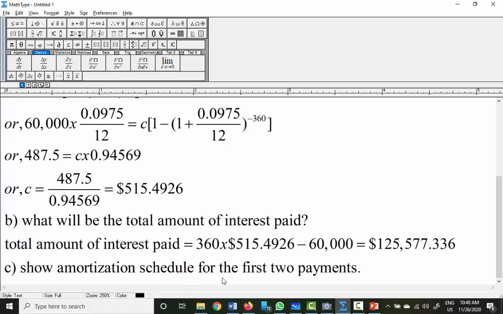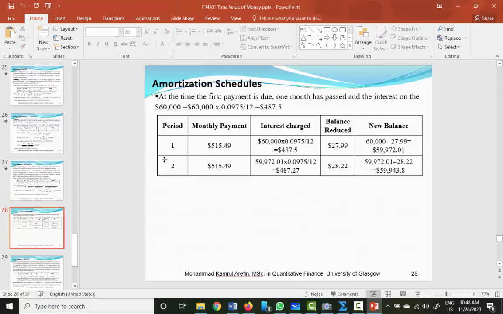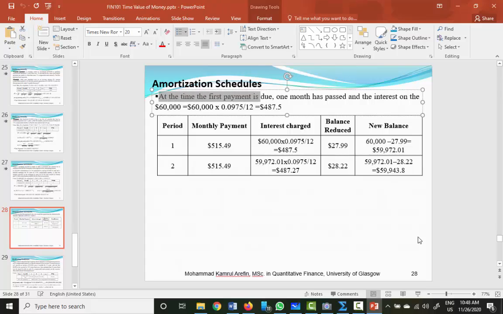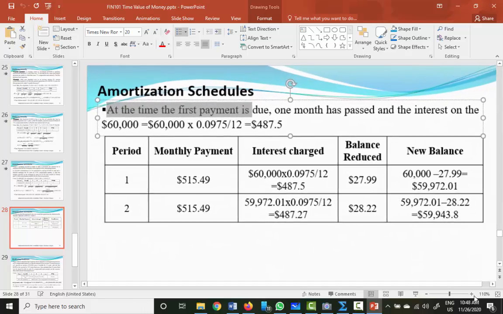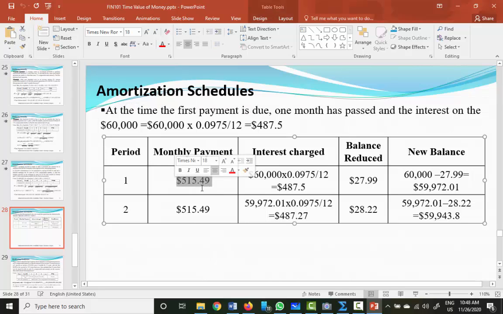Show amortization schedule for the first two payments. Remember, when you make your first payment, the bank will, let me show you the amortization schedule. This is the amortization schedule. So at the time the first payment is due, that means after 1 month, when you make your first payment of $515, this is the monthly installment you will pay.